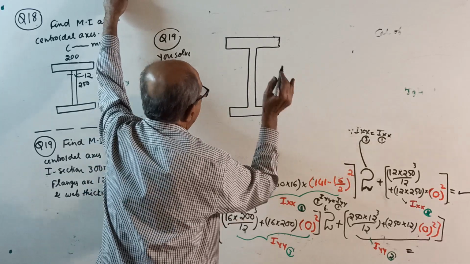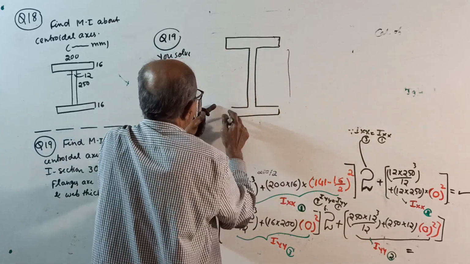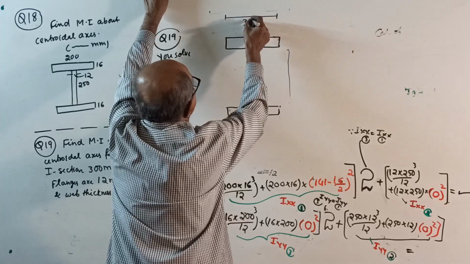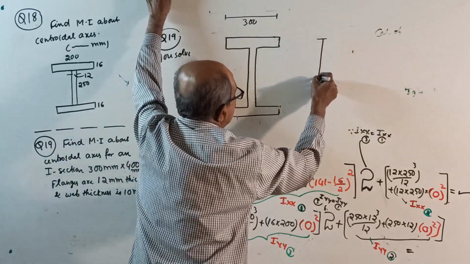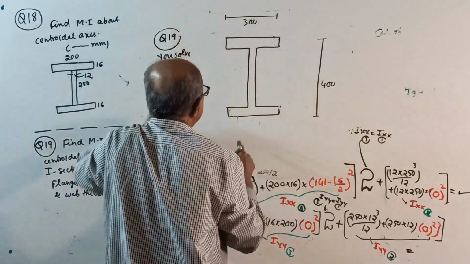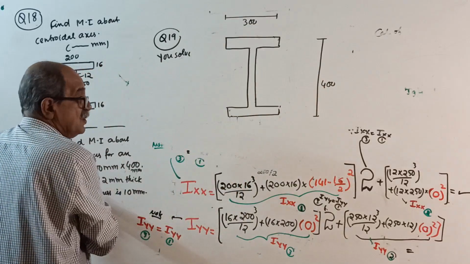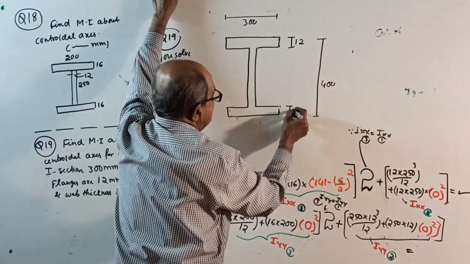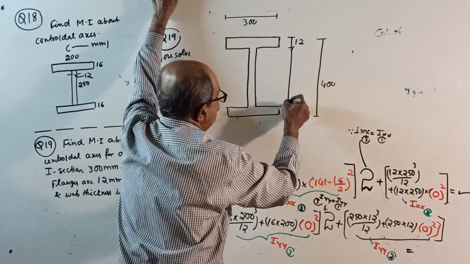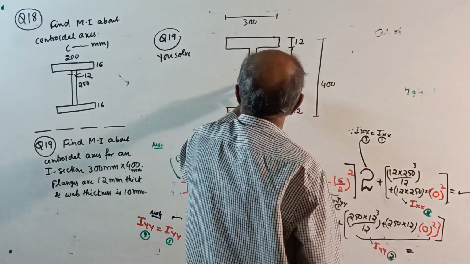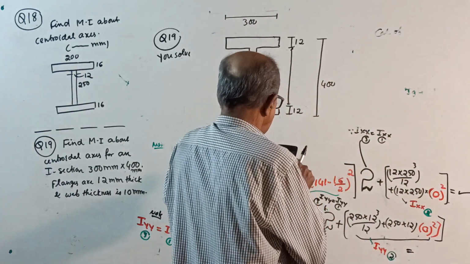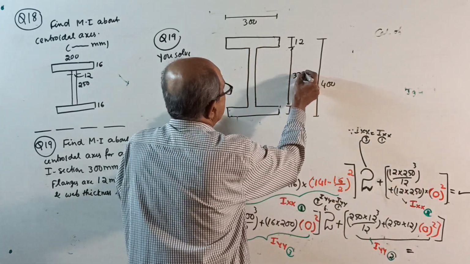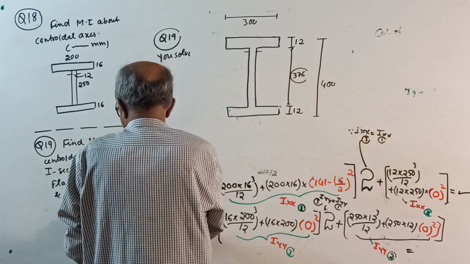This way. So they are telling you that symmetry is there. This is 300. This full is 400. And then they told that the flanges, plural, meaning both are the same, are 12 mm thick. This flange is 12, this flange also 12. If both are 12, how much will the depth of the web be? You have to calculate. Last time it was given and you added, this time subtract. From 400, subtract 24. 376. This is the calculated value, and the web thickness is 10 mm.